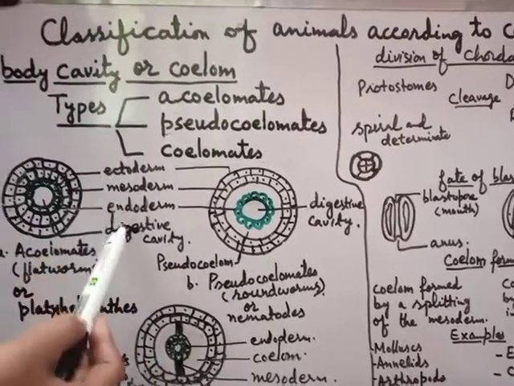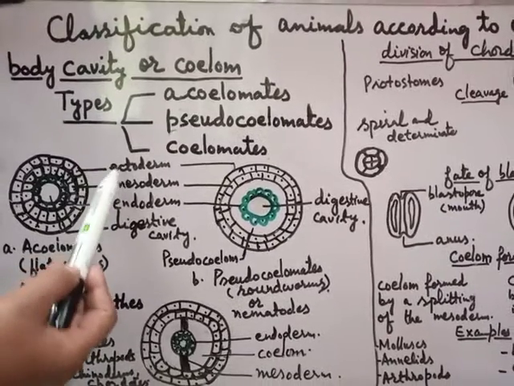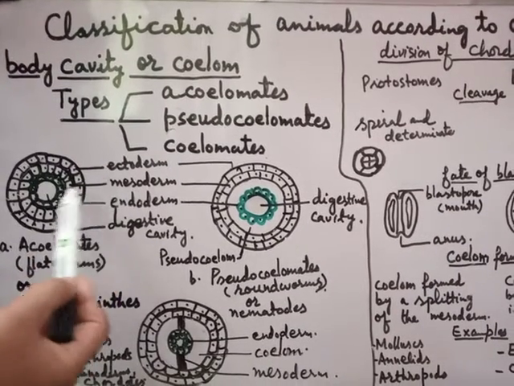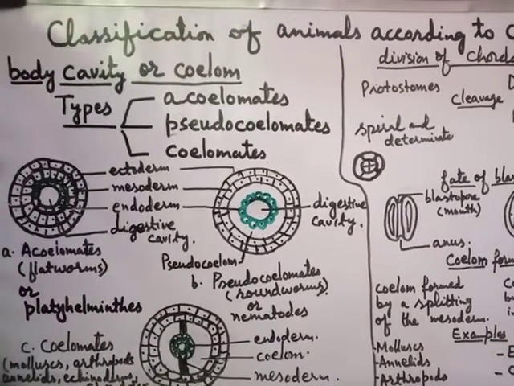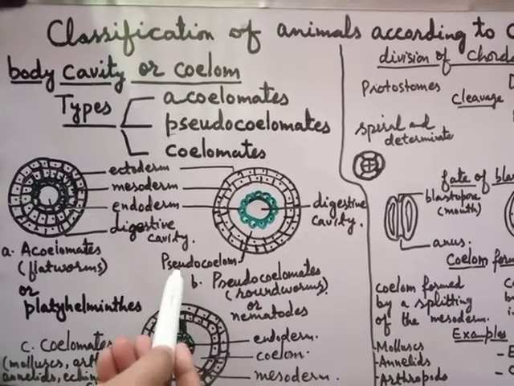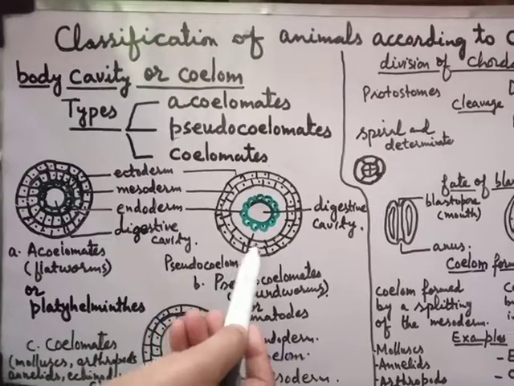Now you can see different layers. Outer is ectoderm, middle one is mesoderm, and innermost is called what? Endoderm. Now the other category is of pseudocoelomates.